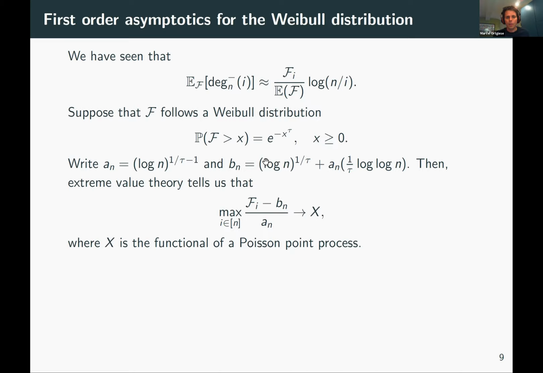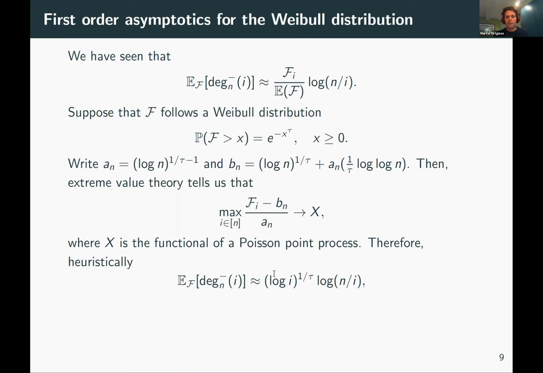And it grows roughly of order (log n)^(1/τ). And that's the same 1/τ that appeared earlier. However, it's a little bit harder. So heuristically, if I look at the fitness up to time i, I would expect that the fitness is of order i^(1/τ) to first order. So if I plug it in here, I get (log i)^(1/τ). Instead of the fitness, I now have (log i)^(1/τ). That's the largest fitness up to time i.